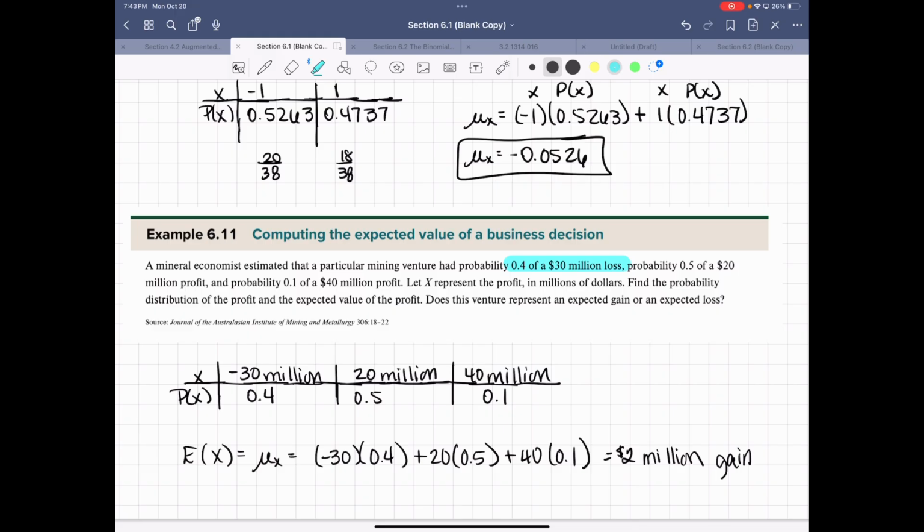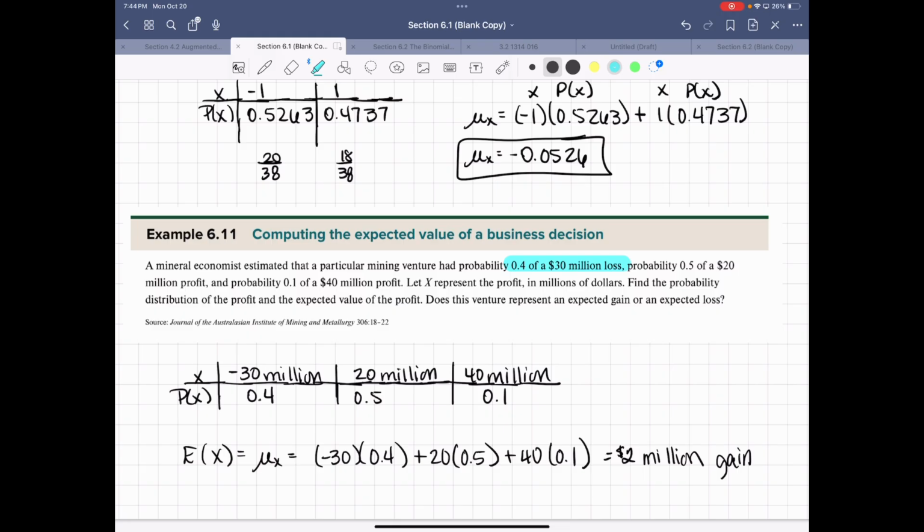There's a 50% probability that you're going to make a $20 million profit, okay? And then there's a 10% probability that you might get a $40 million profit, okay? That's where our table comes from. And I just said millions on there. Okay, so now we need to find that expected value. We want to see if we actually want to go into this business venture here.